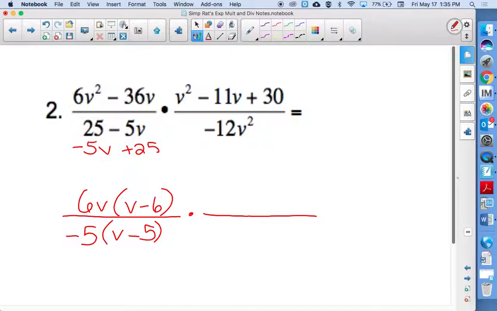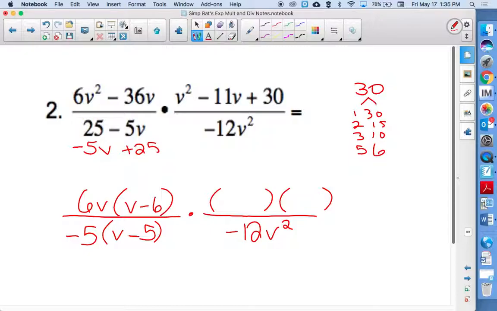Do you know how the trinomial would factor? The two numbers multiply to make 30. Five and 6. There we go. So 5 and 6 make 11. V minus 5, v minus 6.